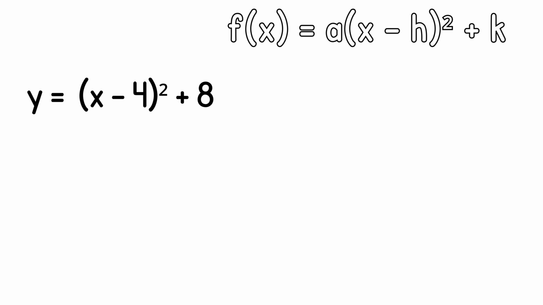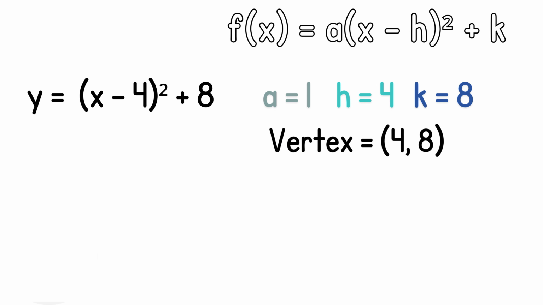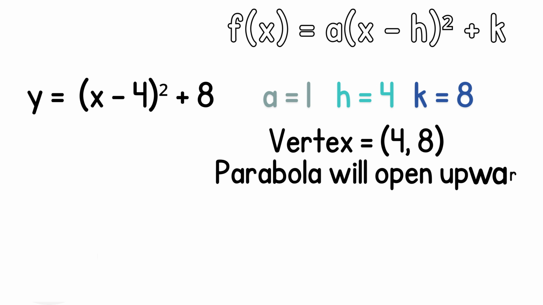So if we have a function like y = (x - 4)^2 + 8, then our a value in this function would be 1. Since there's nothing in front of it, we can assume that they multiplied that by 1. So a is equal to 1, and we can see that h is equal to 4, and k is equal to 8. So we can tell that our vertex happens at the coordinate (4, 8), and the parabola will open upward since our a value is positive.